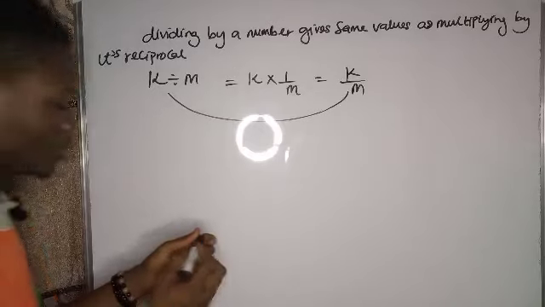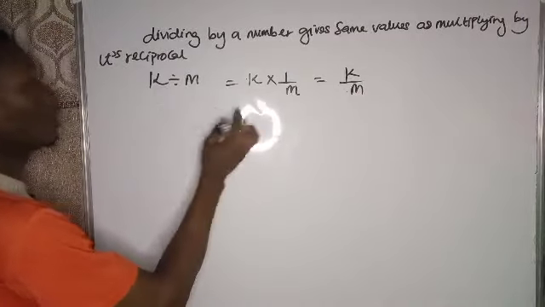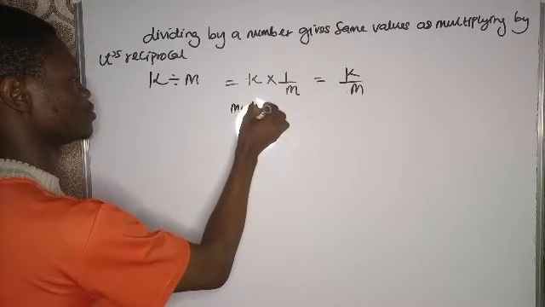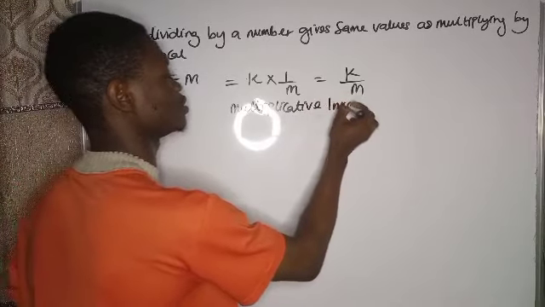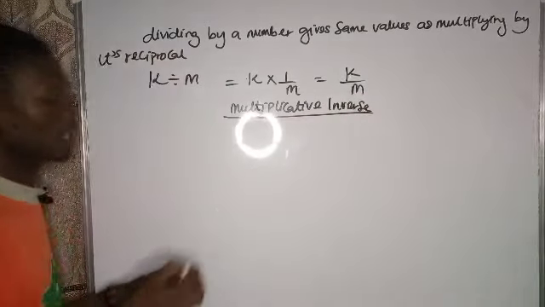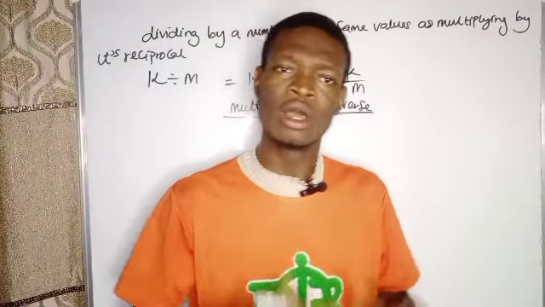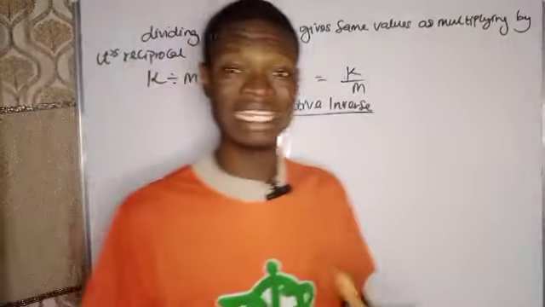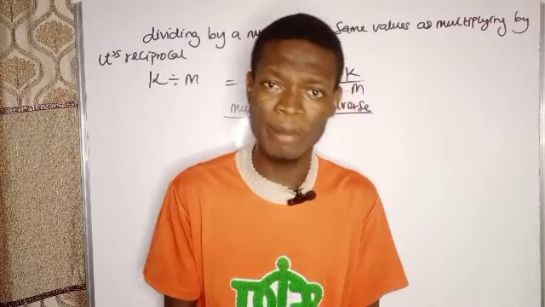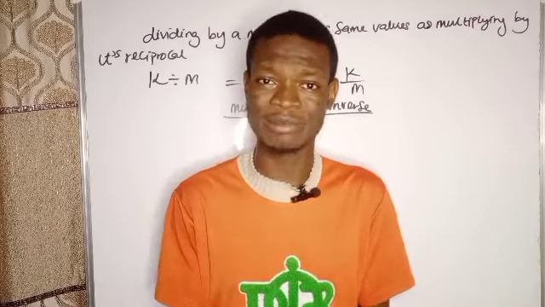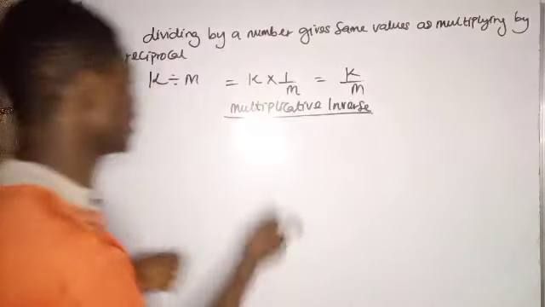Now we go to another subheading: multiplicative inverse. Have you heard about multiplicative inverse? What is multiplicative inverse? Multiplicative inverse and reciprocal are the same thing. Reciprocals of a number are also known as multiplicative inverse because it gives us the multiplicative identity, which is 1. Let me write it.